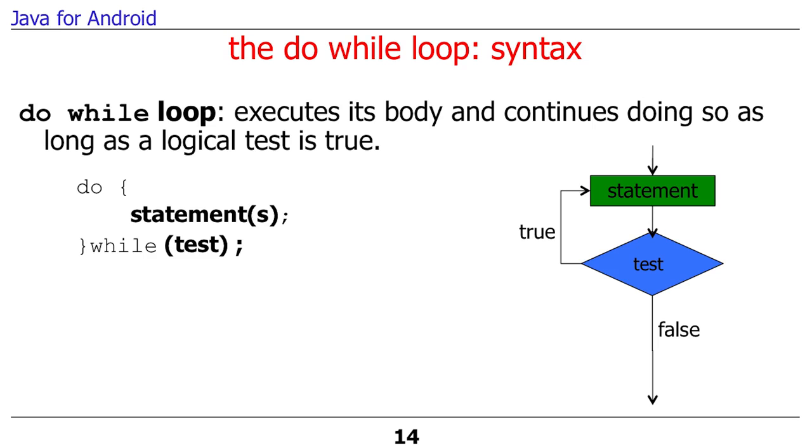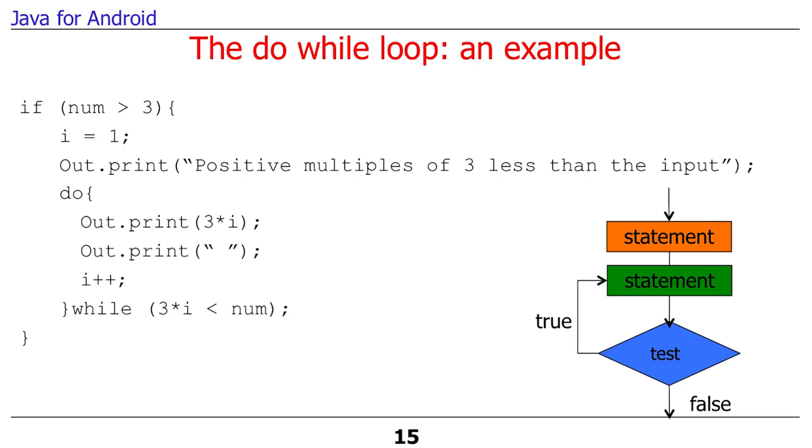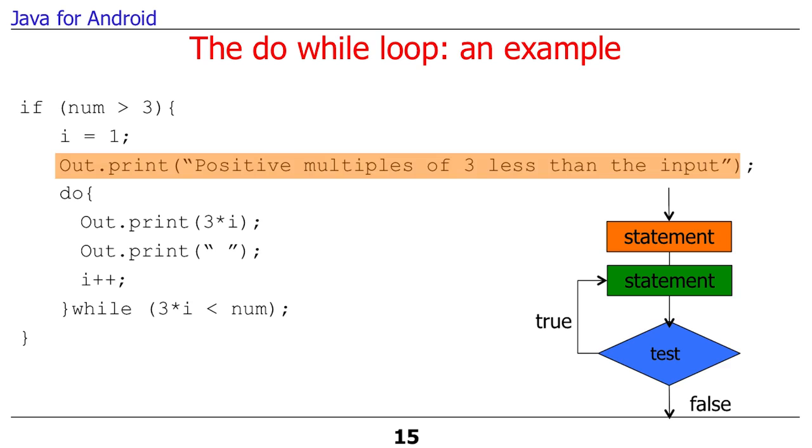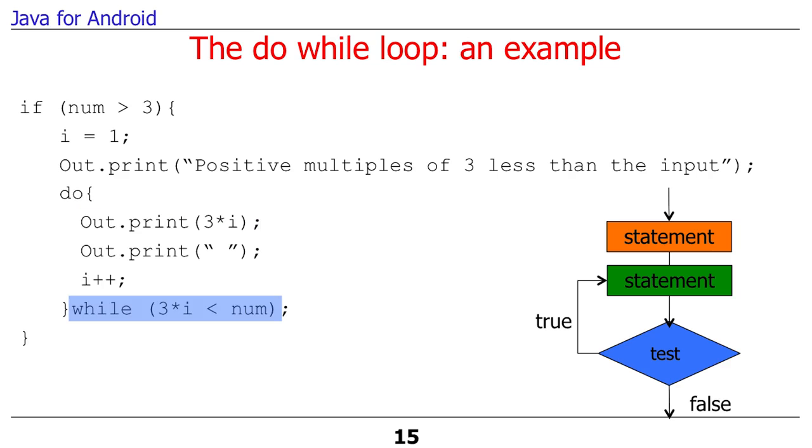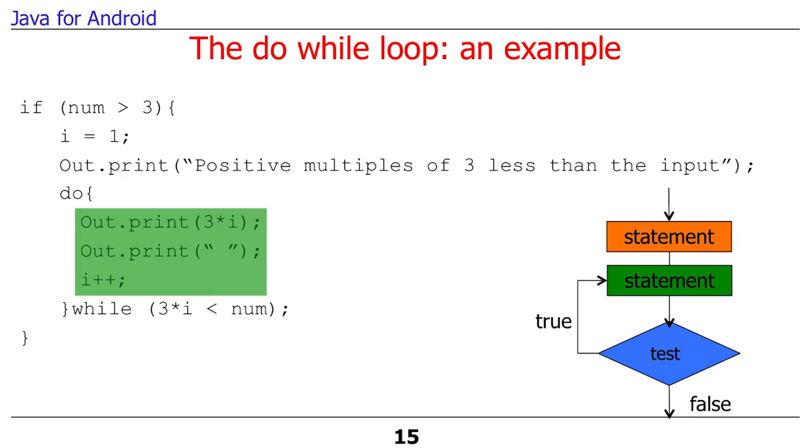Here, let's look at an example. Notice that this code is enclosed in an if statement. We only enter the body of the if statement if our number is greater than 3 to begin with. We print out a statement and then enter the loop. The loop is executed once, printing out the number 3. i is then incremented, and then we test num. If num is still greater than 3 times i, in this case 6, we re-enter the loop, execute the body, and test the condition again.